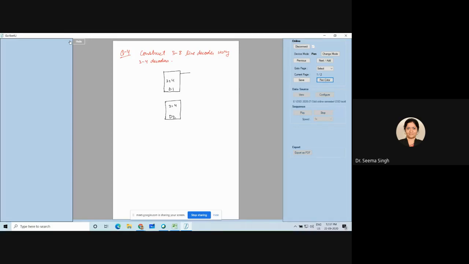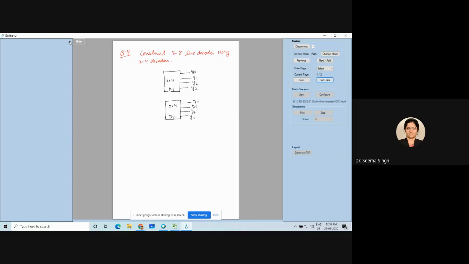Yesterday's question that I sent you in your group, I had shown you that for a 3:8 decoder, you will have Y0 to Y7, right? So Y0 to Y3 is coming like this, then your Y4, Y5, Y6 and Y7 can be here. But you need to know the connection.